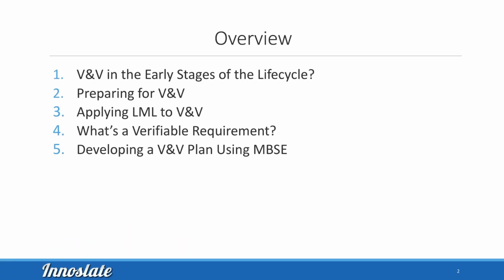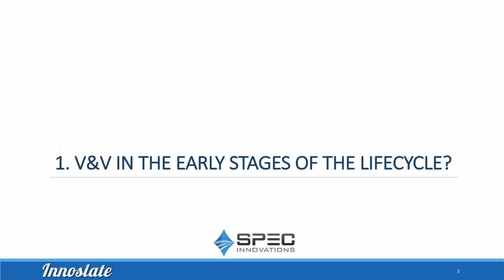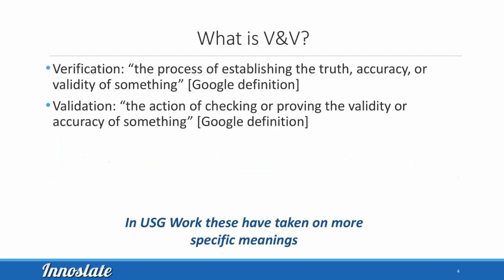So what we're going to do is talk about V&V in the early stages of the life cycle, why it's important to start thinking about V&V in the very front end, and what are the things we can do and apply in terms of verification and validation at the very beginning. So it'll move into the preparation for V&V, what are the things we need to do for that, and then applying the ontology, making sure we have the right ontology for V&V. And of course, what's a verifiable requirement, talk about the requirement side of it, and then all the way into the planning phase of the V&V as well. So, just the early stages.